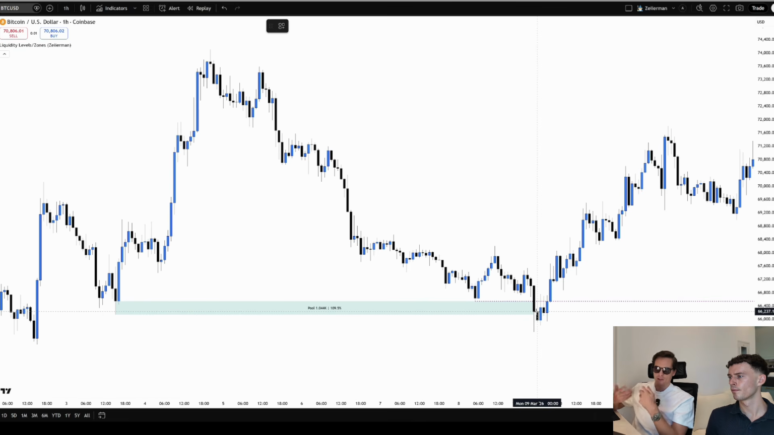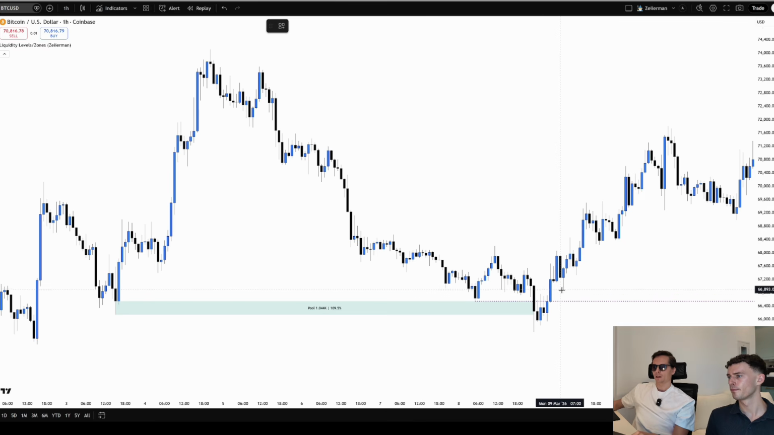Liquidity is where institutions are getting filled, large traders are getting filled, they get their positions, and then we get this nice candle that breaks this zone, and we can take the trade on that break, or we can wait for this kind of movement, and this kind of retest.